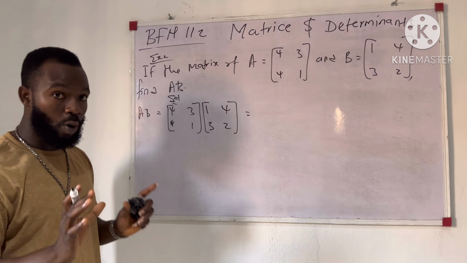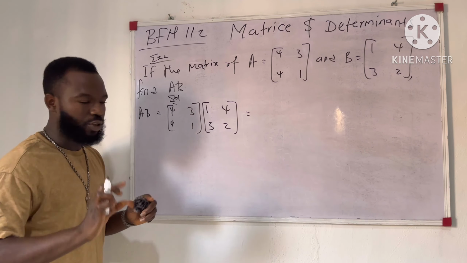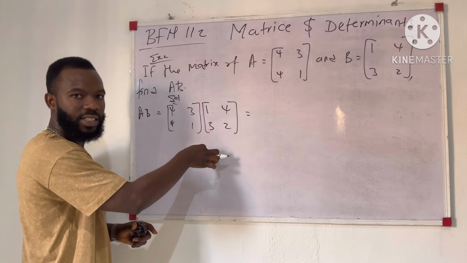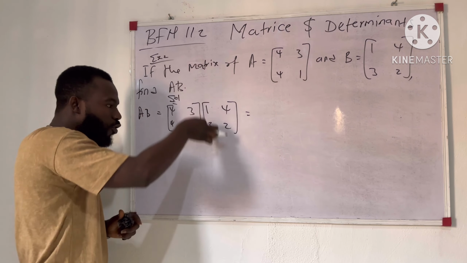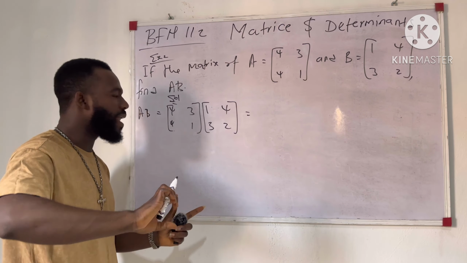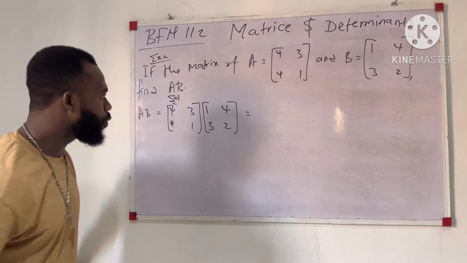Please observe. I have row 1 and I have row 2. So this is how we do it. Row 1 will multiply column 1 of the second matrix, and row 2 will also multiply column 1. All the rows in the first matrix must multiply the first column in the second matrix. So if we do that, we're going to get this.